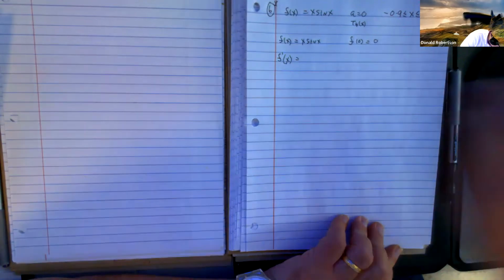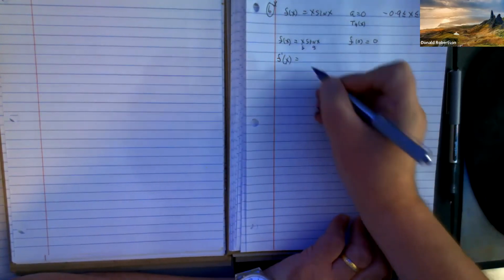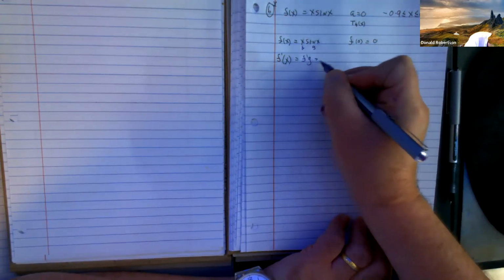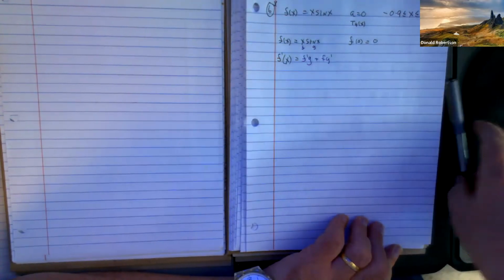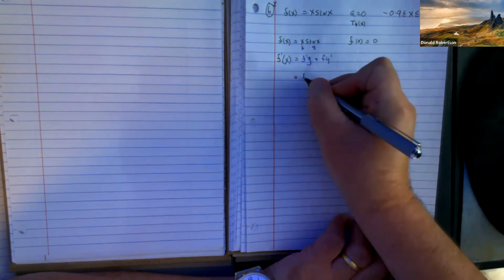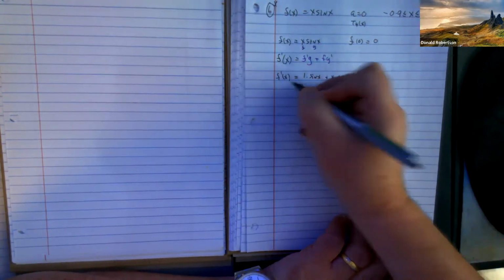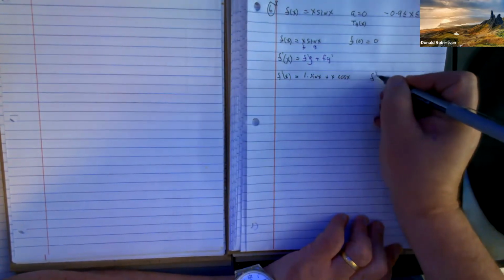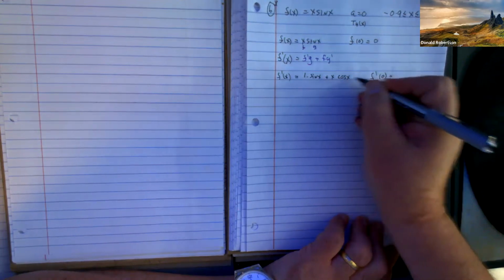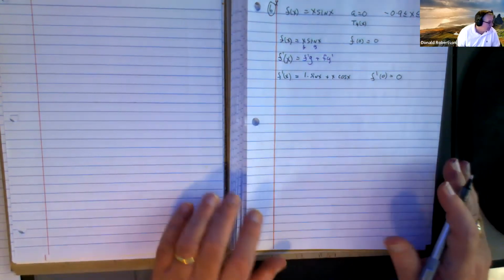Now, if you want to differentiate that, can you trust me that you're going to have to use a product rule? So I'll call this F and I'll call this G. So you have that combination. And this guy is 1 times sine x plus x times cosine x. And that's the first derivative. And the value of the first derivative at 0 is, well, still 0. That's kind of boring.